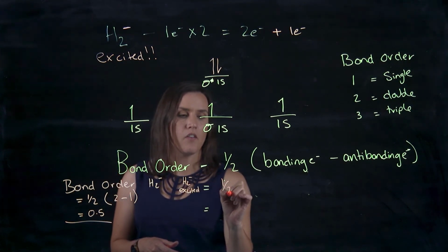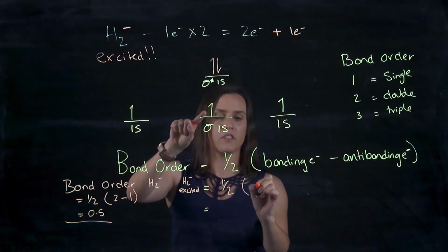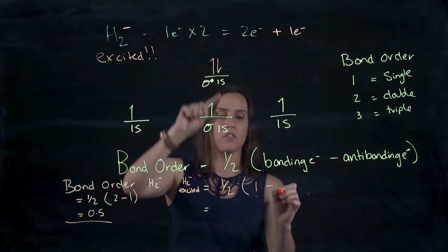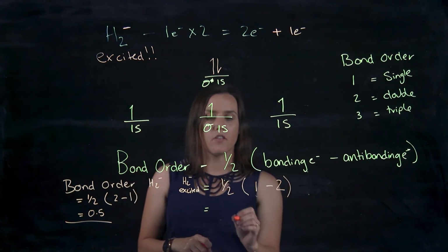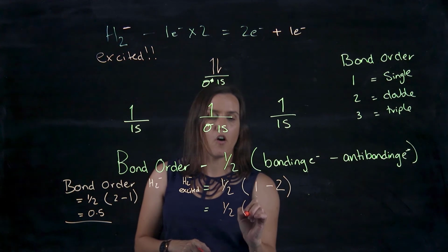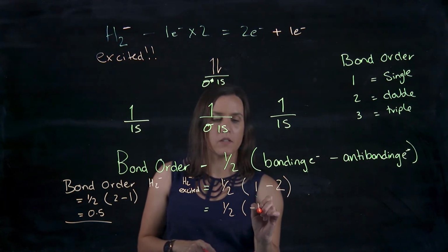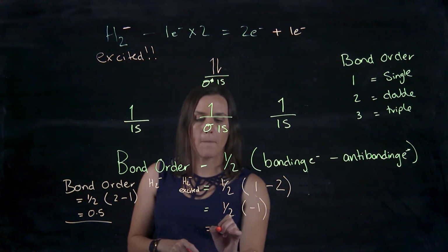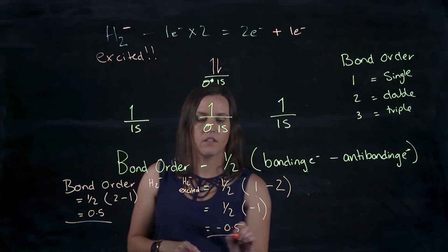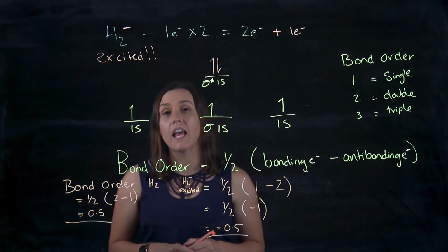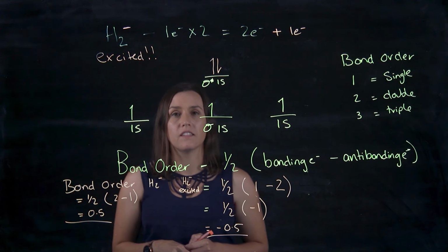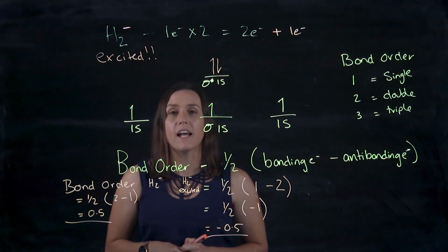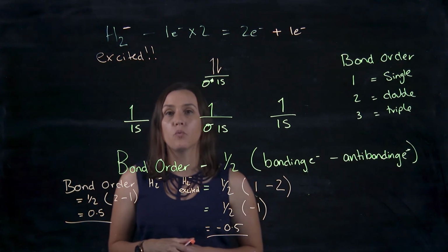So I've got half, and now my bonding electrons, I've got 1. My antibonding, I've got 2. So I've got half of 1 minus 2, which gives me minus 1, so I've got minus 0.5 now. Because it's a negative value, it cannot exist. So this excited state of H2 minus would not exist.